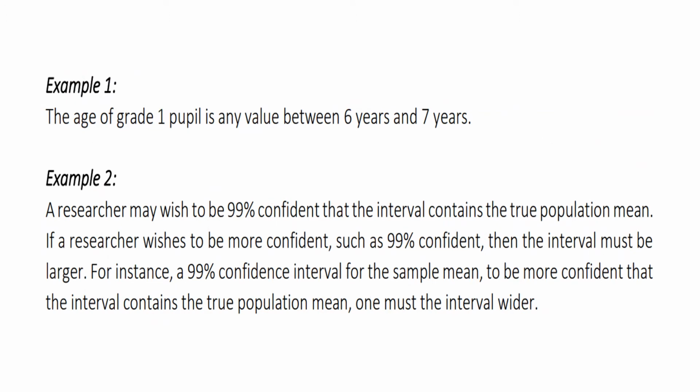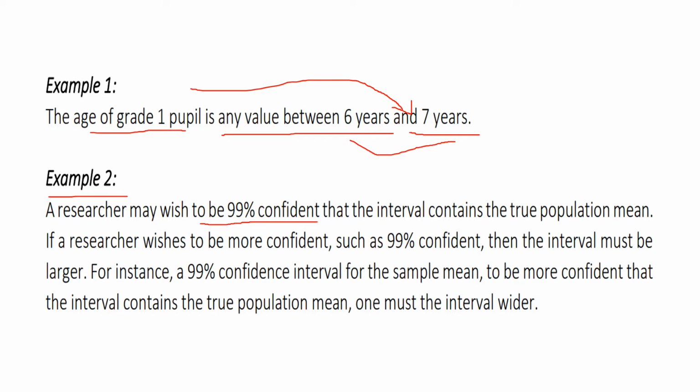So for example, number 1, the age of the grade 1 pupil is any value between 6 years and 7 years. So there is a set of parameters here, and we estimate that the age of the grade 1 pupil will fall between these two ages.